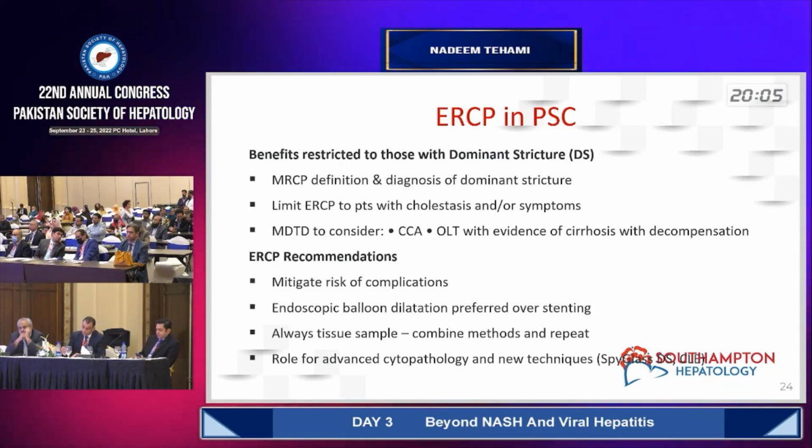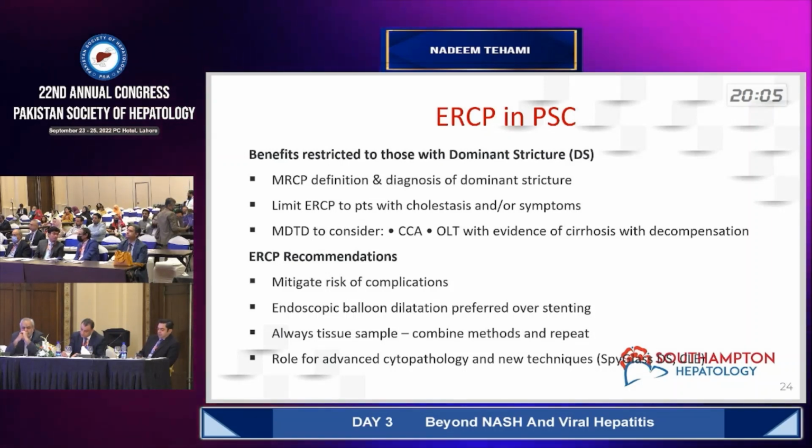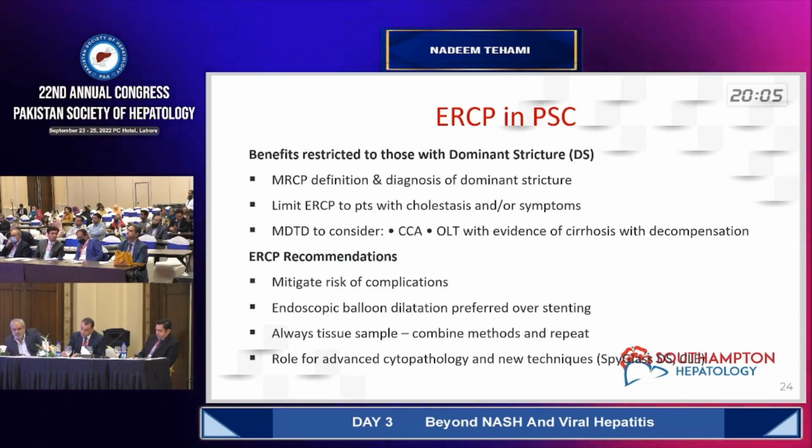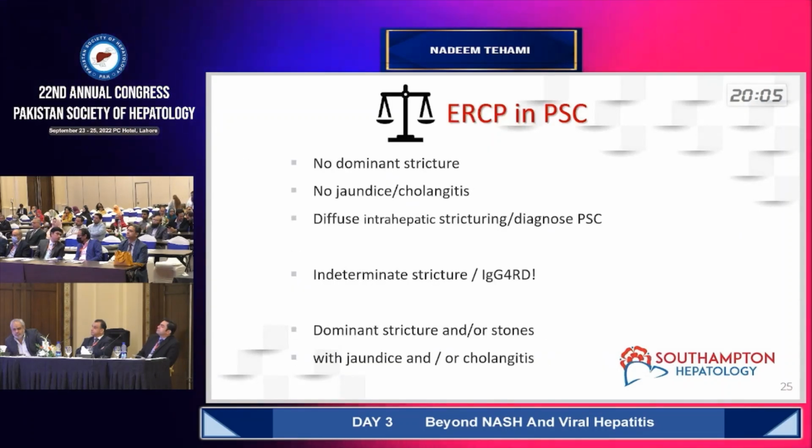We need to mitigate the risks of complication. Unfortunately, it is a condition which carries very high risk with ERCP. We tend to prefer balloon dilatation over stenting. Tissue sampling helps to exclude underlying malignancy, and we can use our advanced available diagnostic modalities to get the diagnosis right as soon as we can.